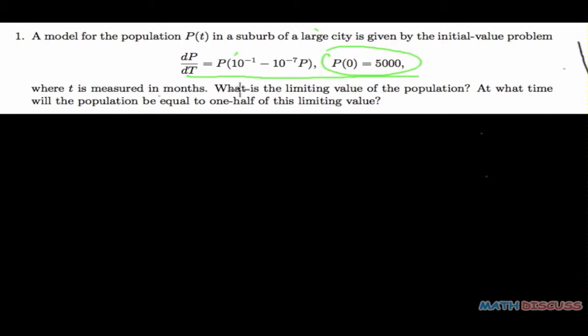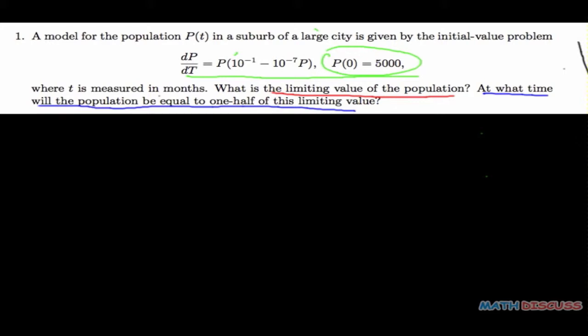Now the first question you're asked to find is the limiting value of the population. And it says, at what time will the population be equal to 1/2 of this limiting value? So that's the next thing that we intend to find: the time when the population will be equal to 1/2 its limiting value.